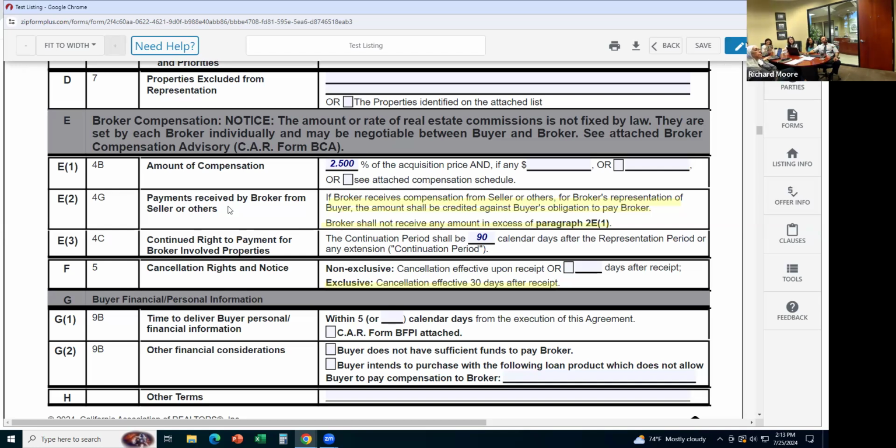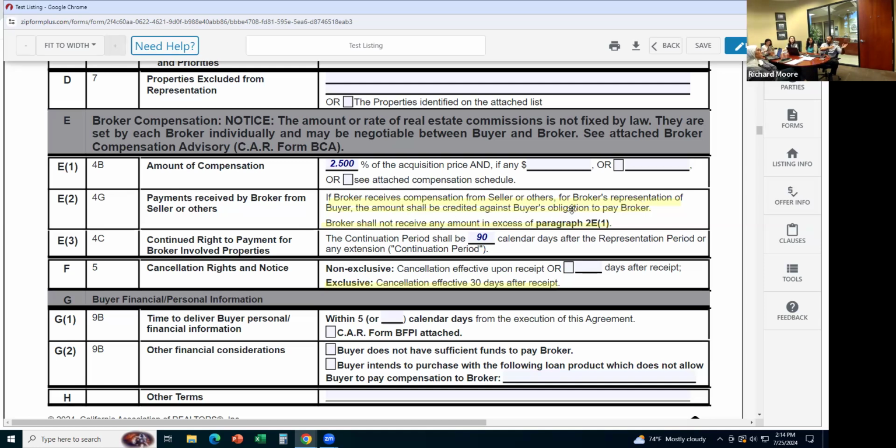Section E2, payments received by broker from seller or others. This is something you make sure to explain to your buyers. If the broker receives compensation directly from the seller, or anywhere else, for the broker's representation of the buyer, so for the services that I'm providing for you, Mr. and Mrs. Buyer, then the amount should be credited against the buyer's obligation. So if they pay me the full amount of commission or half of the commission, then you're responsible for the rest of it.